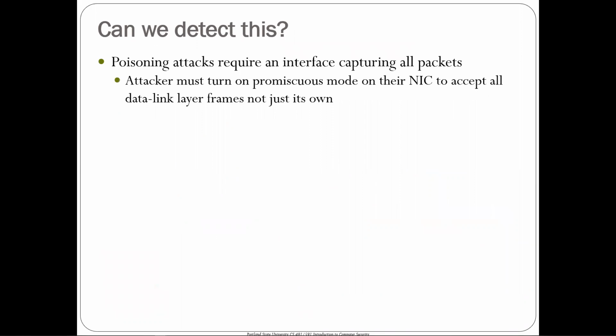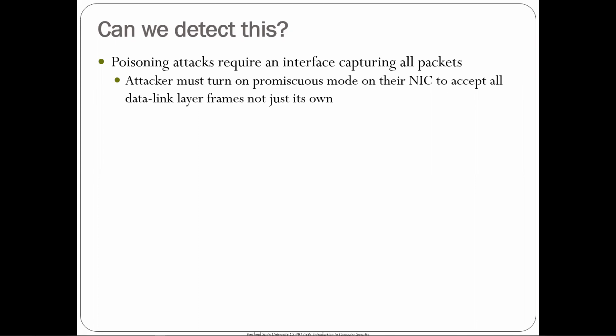Then the question is, can we detect it? So poisoning attacks, I'm going to give you a hint as to how you might detect something like this. Poisoning attacks require some interface on that network to be capturing every single packet and to be potentially responding to every single packet. And as part of this, the attacker has to turn on what's known as promiscuous mode in their network adapter. And so most of these adapters are programmed to drop traffic that isn't destined for its hardware address, because it's like, I don't want to wake up the operating system to handle this because it's not meant for me, right?